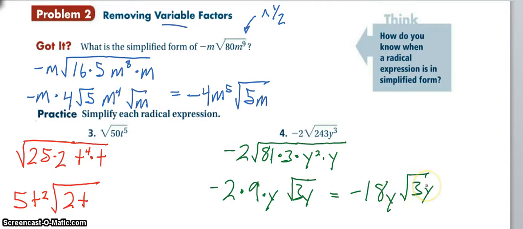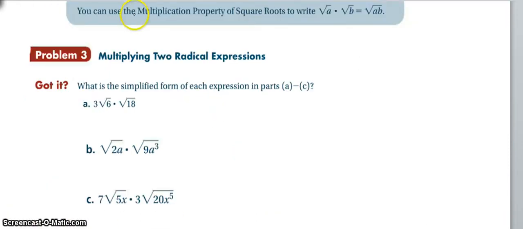Work through the Pearson module for problem 3 until you get to the got it, and then come back if you need help. Alright, so on the problem 3 got it here, we are looking at multiplying two radical expressions. So in order to do that, we would like to first multiply anything outside the radicals together and then multiply everything inside the radicals together. So remember that there's really a 1 out in front of any radical, just like a coefficient to a variable. So the outside of my radicals will still be 3, but the inside will now be 6 times 18.